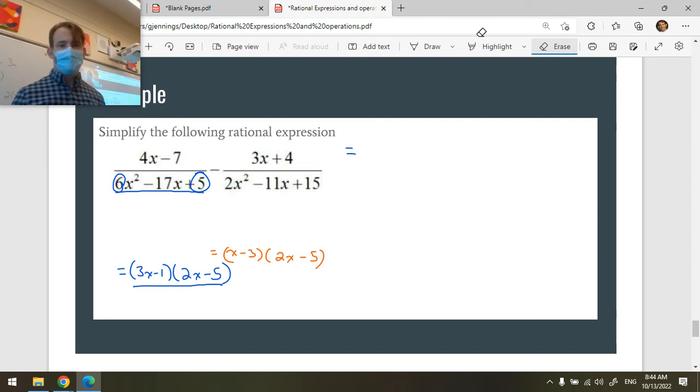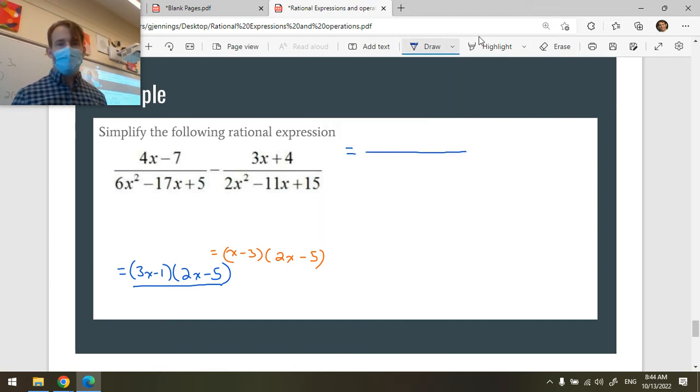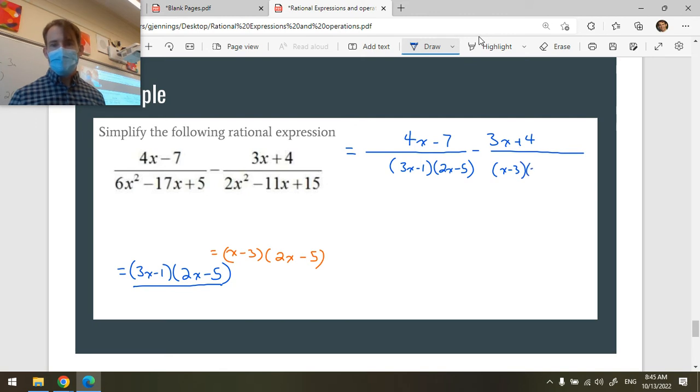All right, so now let's go ahead and rewrite this in fully factored rational form. Here we go. We are going to have 4x minus 7 minus 3x plus 4 over, and we're going to put these in here, 3x minus 1 multiplied by 2x minus 5, and then multiplied by over here, x minus 3 multiplied by 2x minus 5.